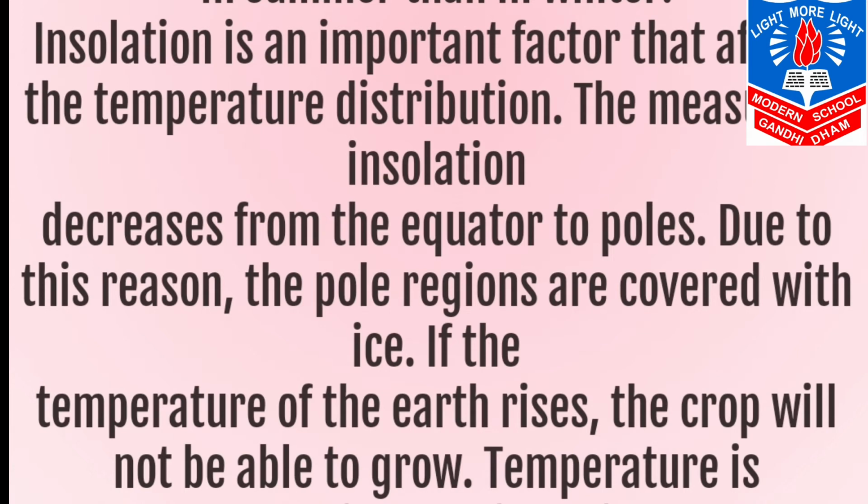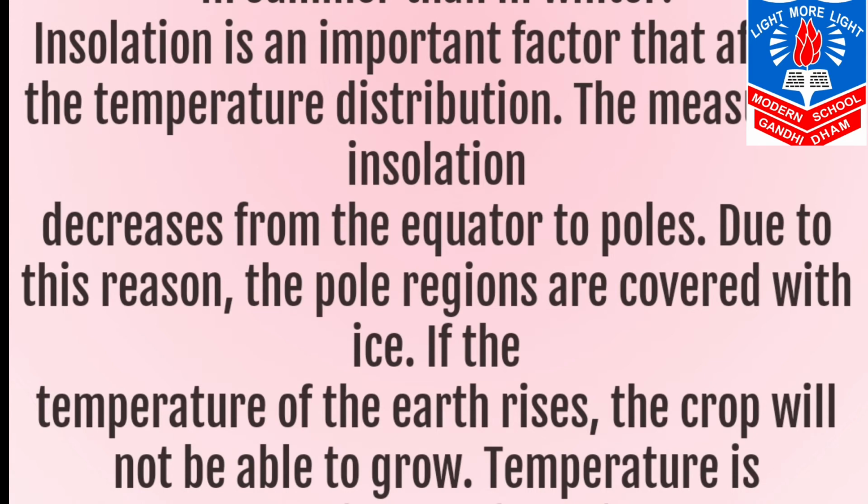Insolation is an important factor that affects the temperature distribution. What is insolation? It is the solar radiation falling upon a planet or a body. The measure of insolation decreases from the equator to the poles. Students, do you know why the temperature decreases from equator to pole? The answer is, as the sun rays reach the equator, they fall straight.